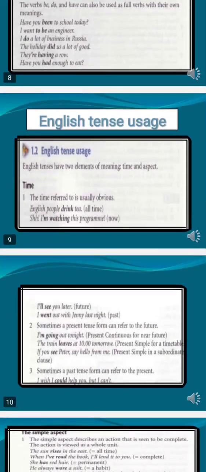In this part, I am going to explain about English tense usage. English tenses have two elements of meaning, time and aspect. Time: the time referred to is usually obvious. For example, English people drink tea. It means all time. I'm watching this program. It means now.